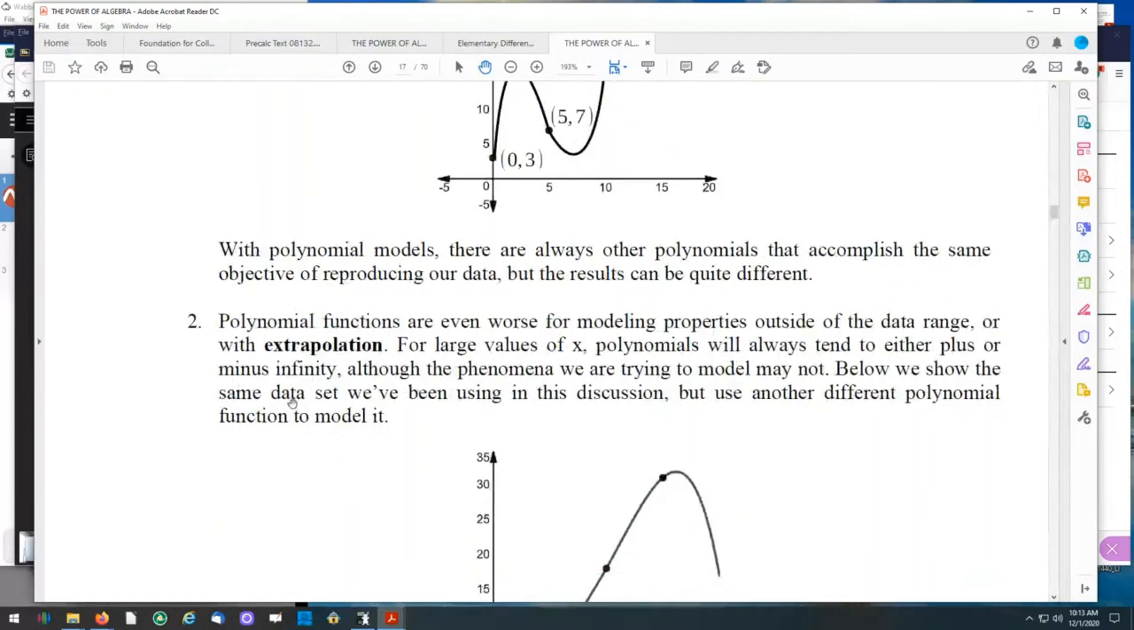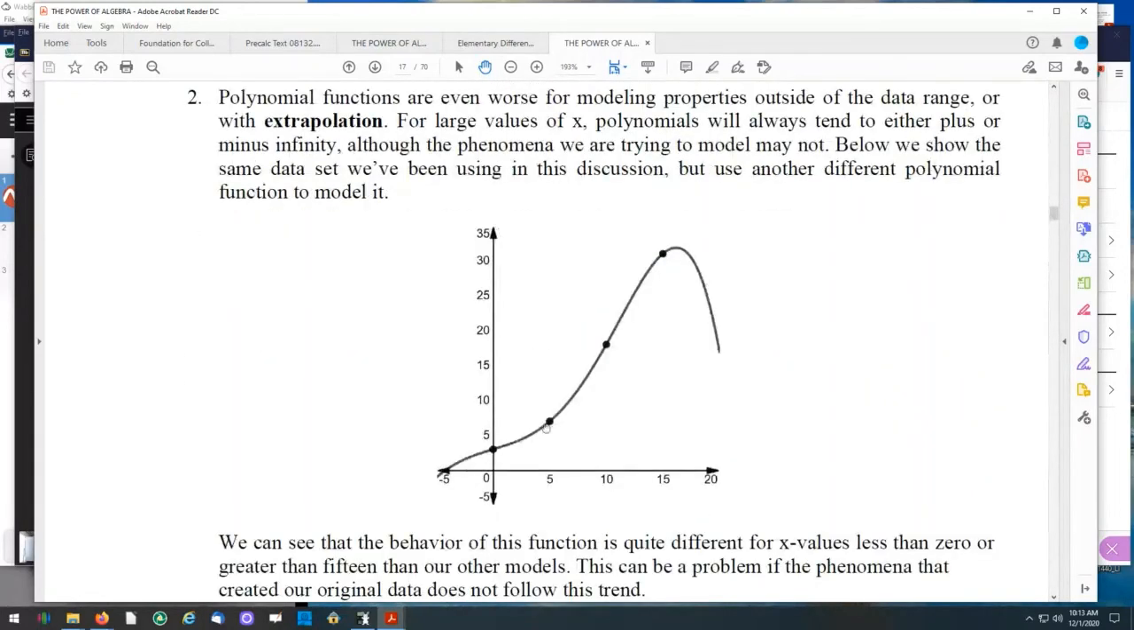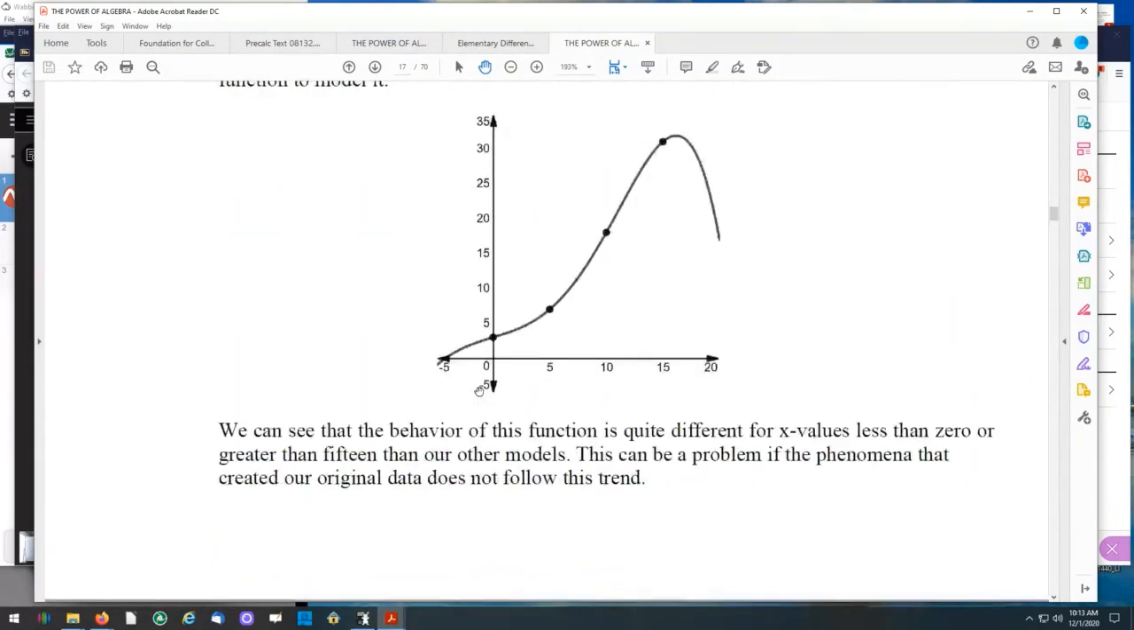Extrapolation can be a problem as well, as I said. Say for example, this is what you have, but your real data, instead of turning around over here at this right turning point, is supposed to continue going upward. That could be a problem.